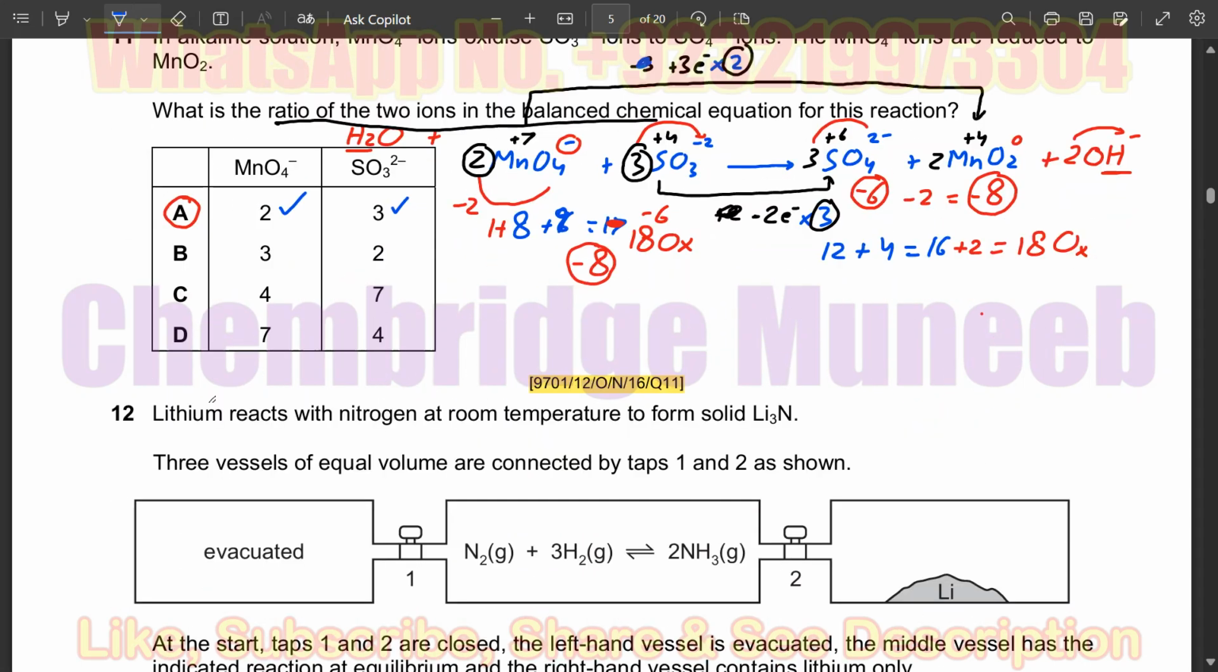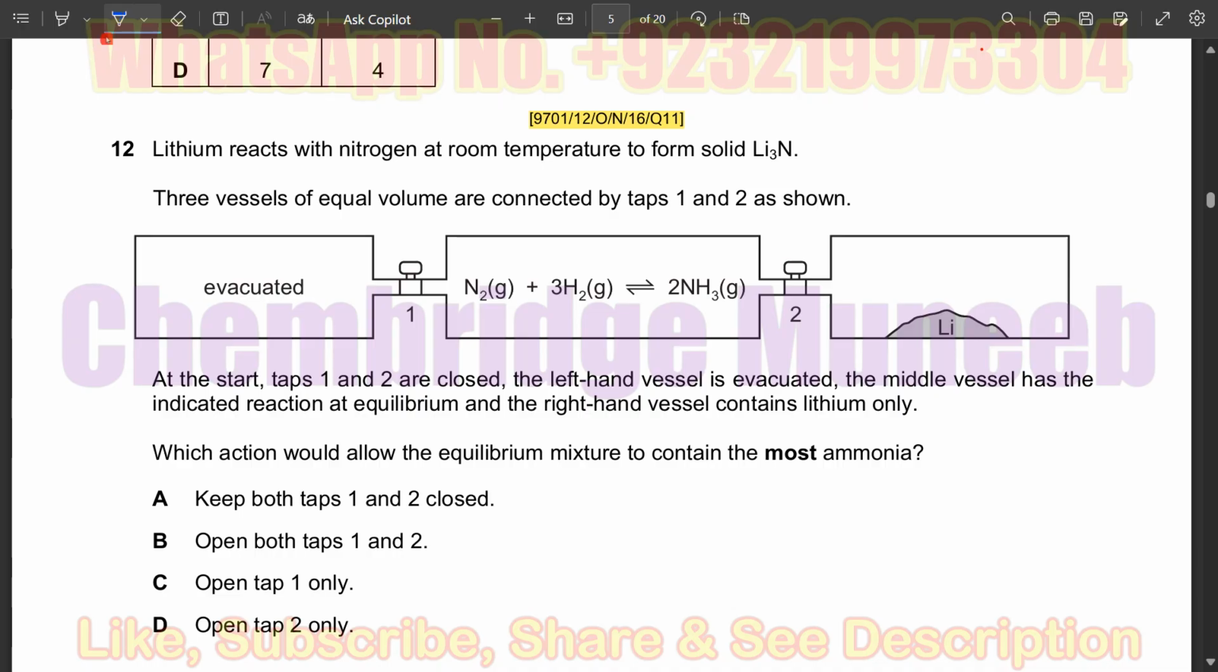Now question number 12. Lithium reacts with nitrogen at room temperature to form solid Li3N. Three vessels of equal volume are connected by taps 1 and 2. So we have this scenario in which there is an equilibrium reaction inside the central vessel, and there is lithium metal in the right vessel, and just vacuum in the left vessel.